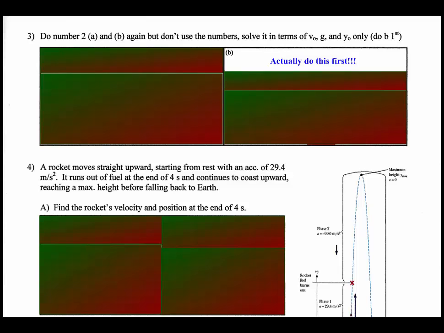Okay, number 3. Do number 2A and B again, but don't use the numbers. Solve it in terms of V0, g, and y0. And it says do part B first. This is something typical that happens on the AP test. They have you solve for variables instead of solving for values. They won't even give you any values.